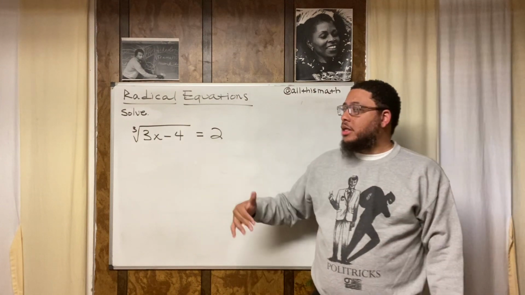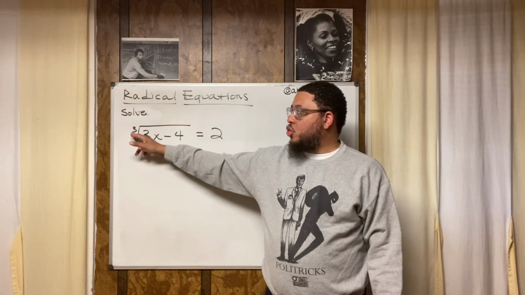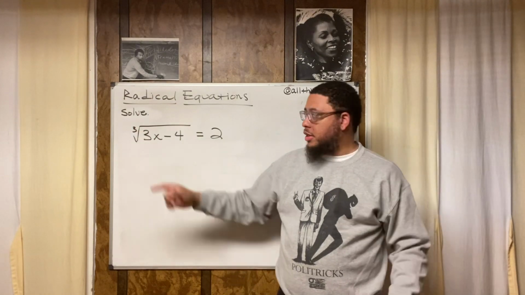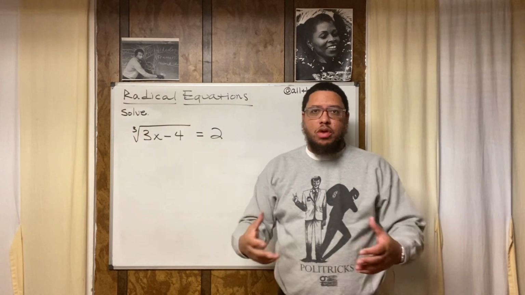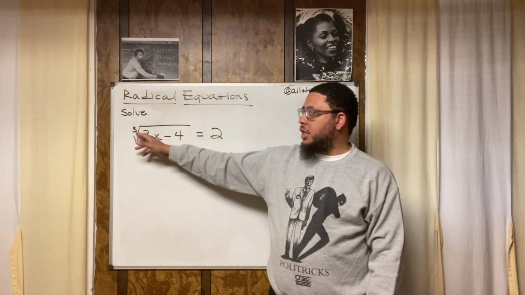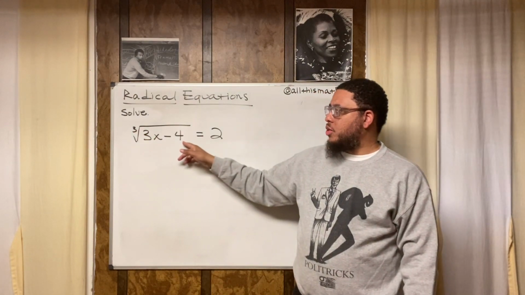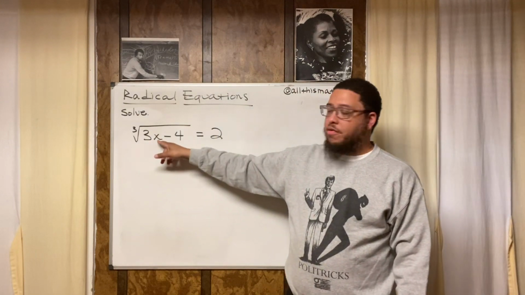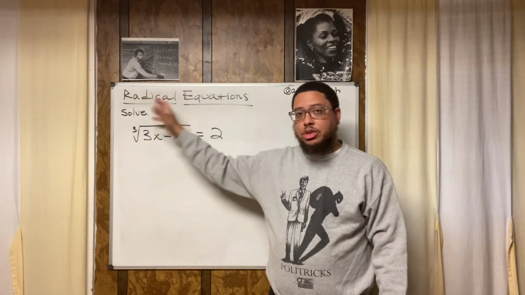All right, so let's take a look at what we got here. We got the cube root, because that's a 3. Our index, or our root, is 3. The number written inside the radical sign, that's our root or our index. So this means we're taking the cube root of 3x minus 4, and that is equal to 2. So we want to solve for x. We want to know what value of x, what number makes this a true statement.